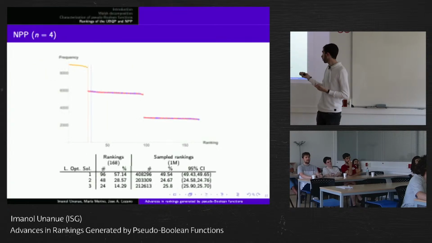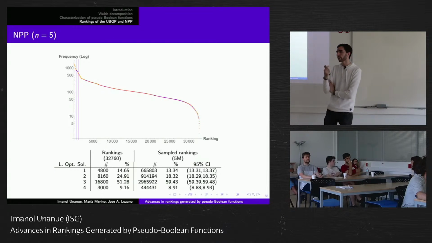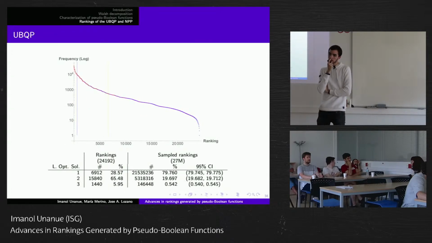And this number, and also the number of rankings with 1, 2, 3, and 4 local optimal solutions, all of them are numbers divisible by 120. That's the reason why we believe that. So your intuition says that all the possible rankings are considered in this figure. That's the reason. And have you seen any pattern or something?